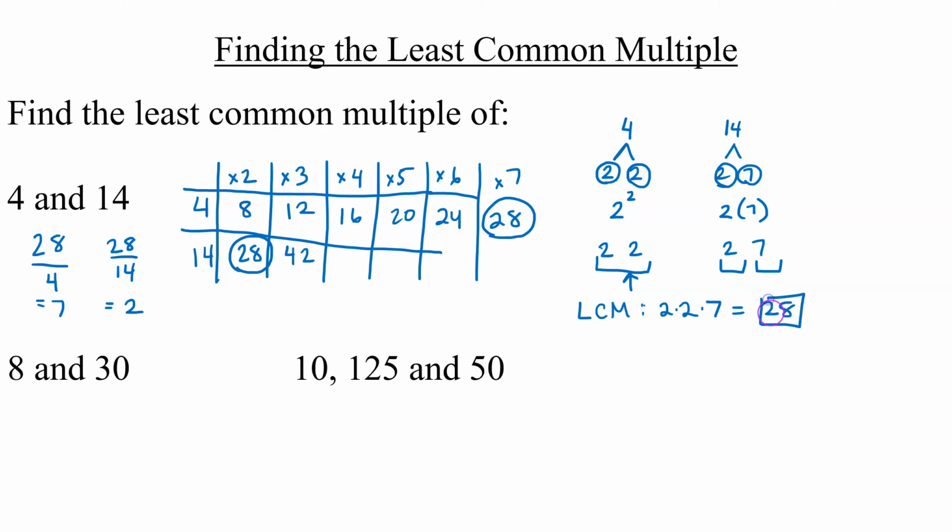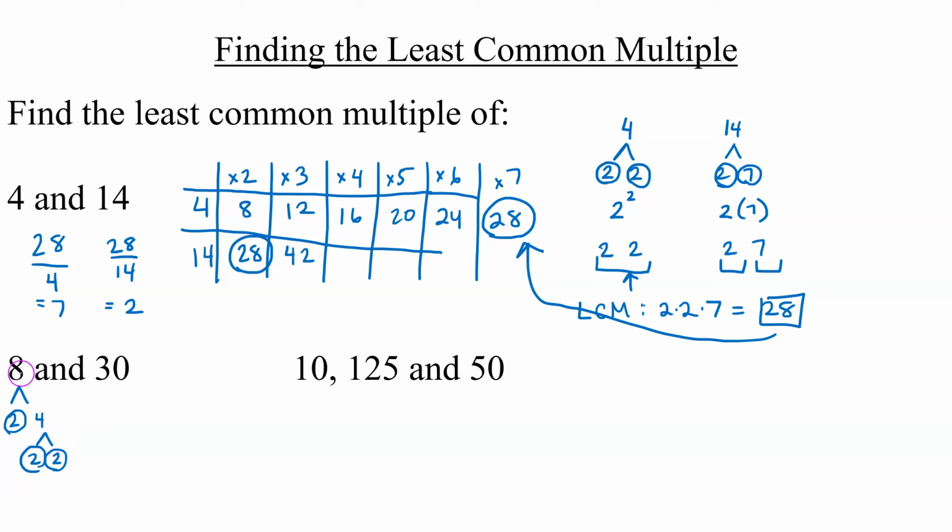And you see, when you do the prime factorization method, we didn't have to go through and set up this entire table, but we got the same answer of 28. So let's try another example, and let's just jump right to using the prime factorization method. We are looking for the least common multiple of 8 and 30. 8 can factor into 2 times 4. 2 is prime. 4 can factor into 2 times 2.